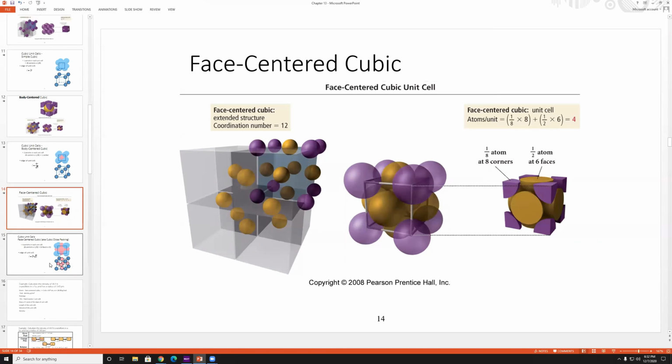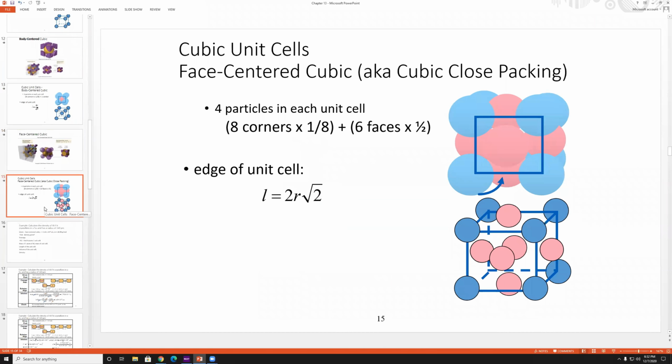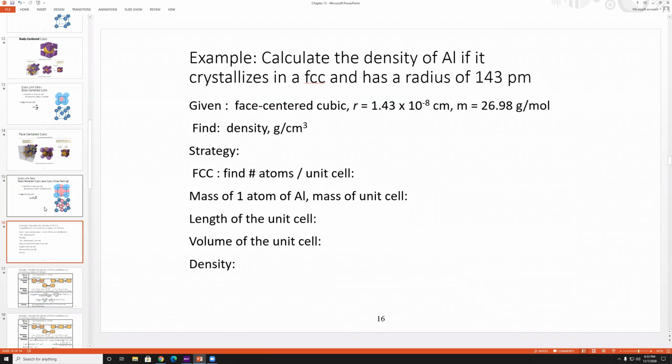And there is a summary chart, which I'll take a look at. Then we can calculate the edge. Based on trigonometry, we can calculate the edge of each of these face-centered unit cells, and that is 2r times the square root of 2. And we can use this in an equation. So here we go: calculate the density of aluminum if it crystallizes in a face-centered cubic and has a radius of 143 picometers.